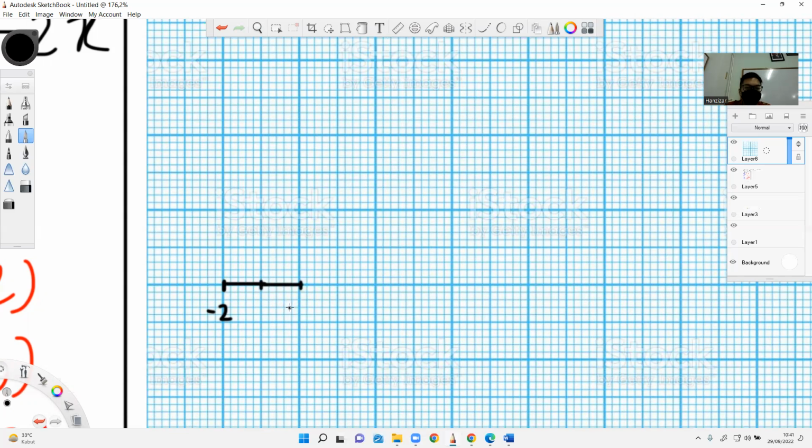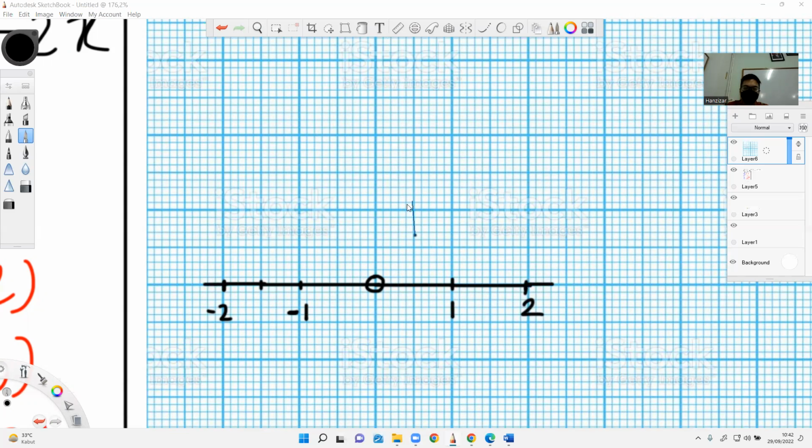Berarti berapa? On the right side of -2, what's the answer? -1. 2 cm, right? 2 cm. And then 0. And then this is 1, right? And then next to 2. Okay, for the x-axis, we are done.